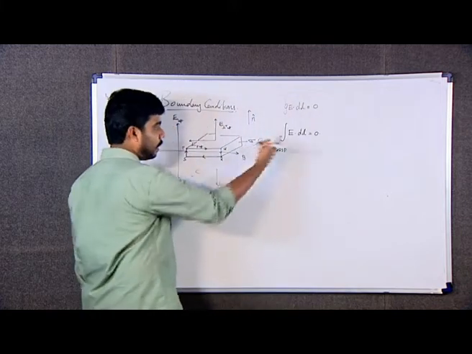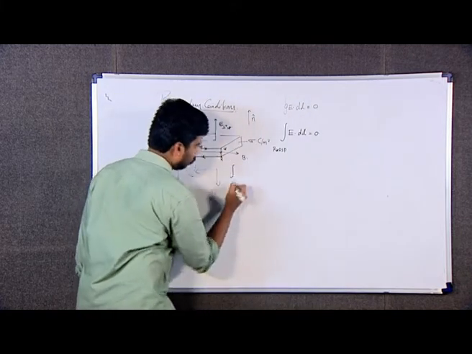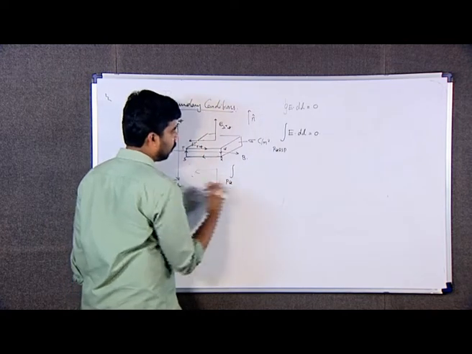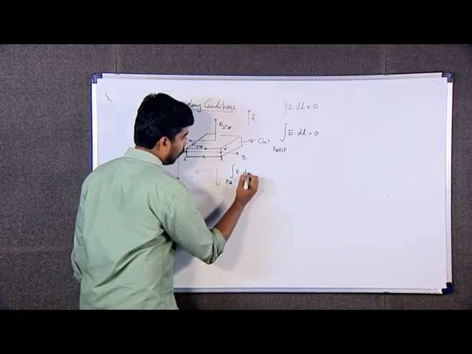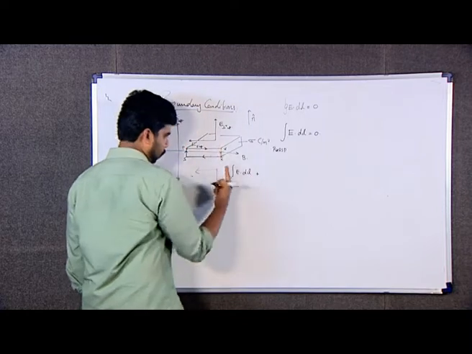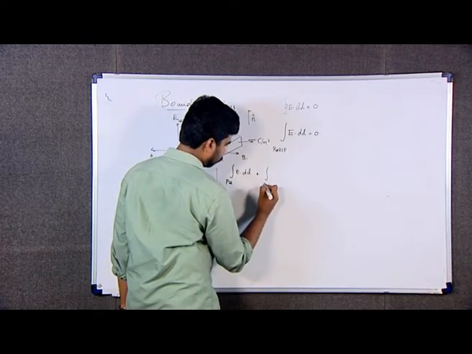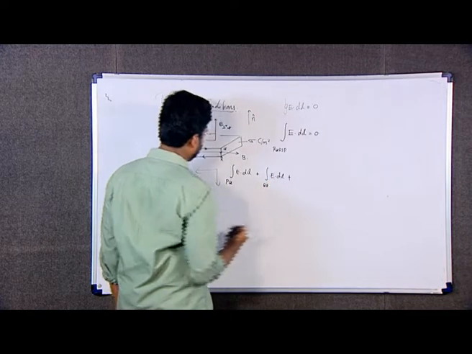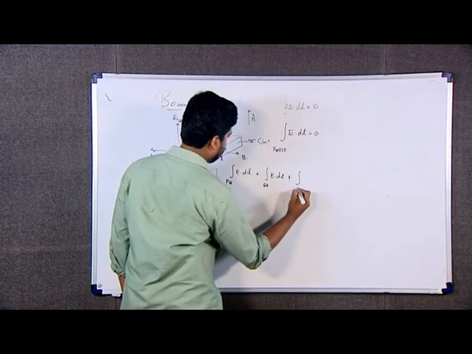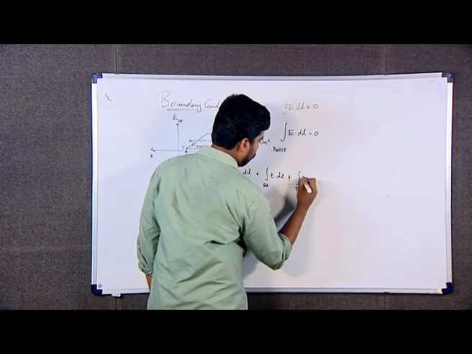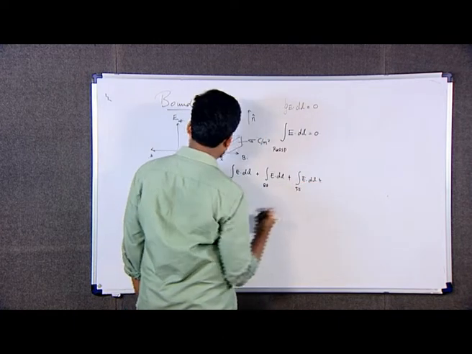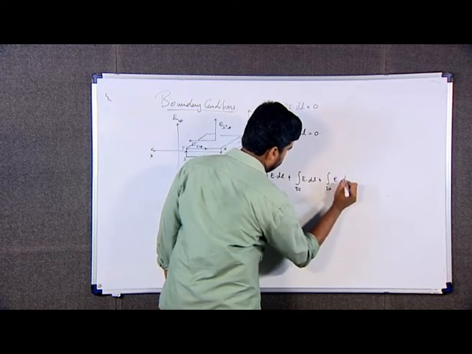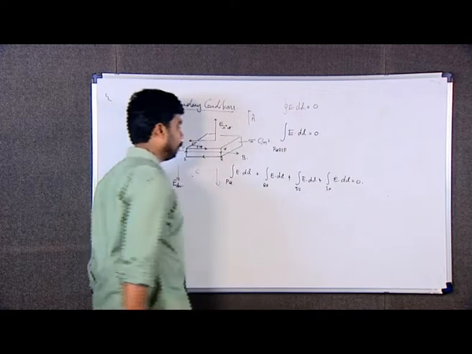But I can split this integral into the integral along the path PQ of E dot dl, plus the path integral QR of E dot dl, plus integral RS of E dot dl, plus integral SP of E dot dl is equal to 0.